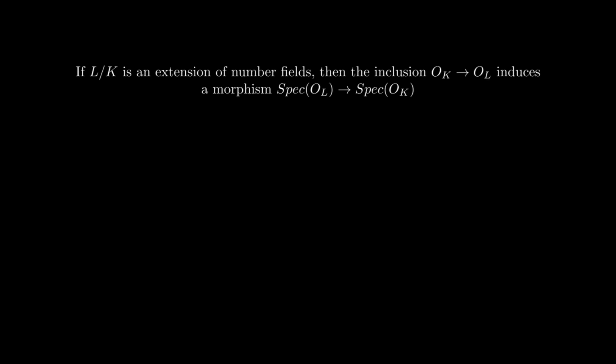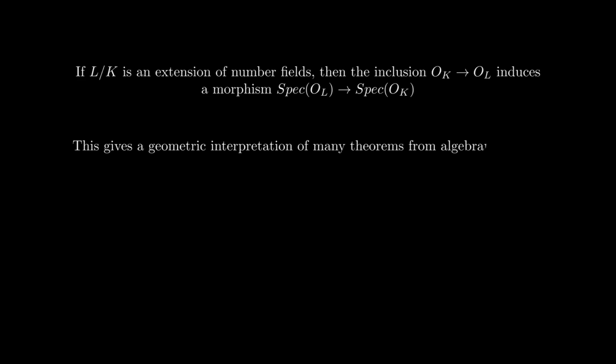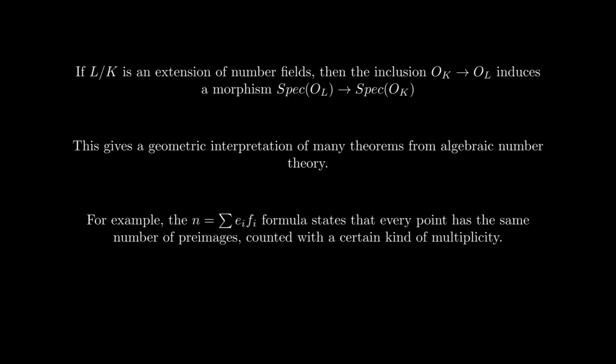An important application of scheme theory is number theory. Given an extension of number fields, the inclusion of rings of integers induces a morphism of Spec in the opposite direction. This gives a geometric interpretation of many theorems from algebraic number theory. For example, the formula n equals the sum of e_i f_i states that every point has the same number of preimages counted with a certain kind of multiplicity.